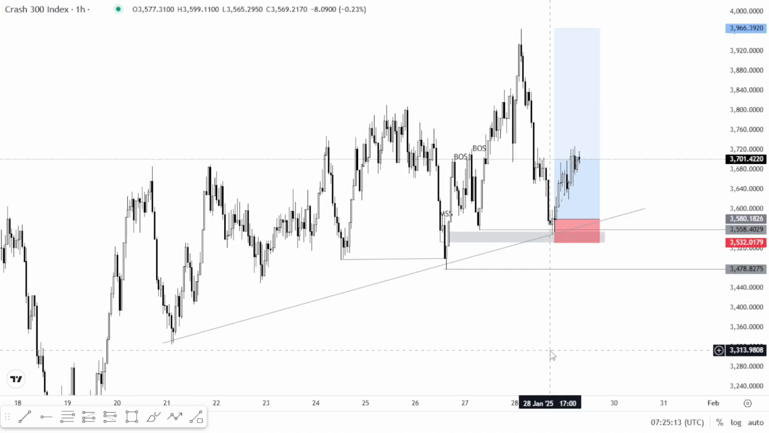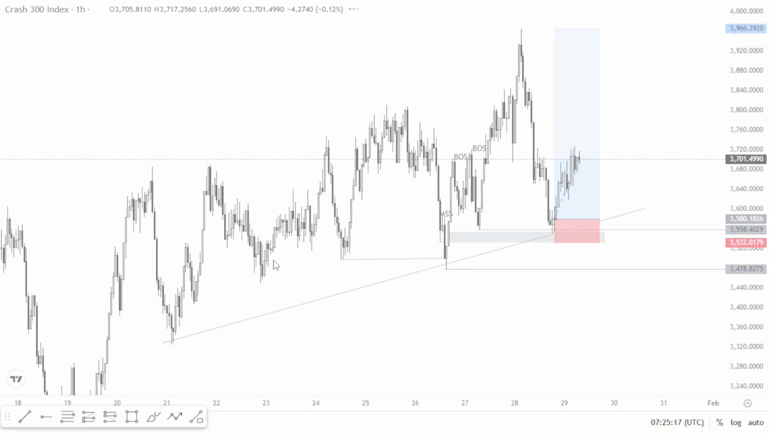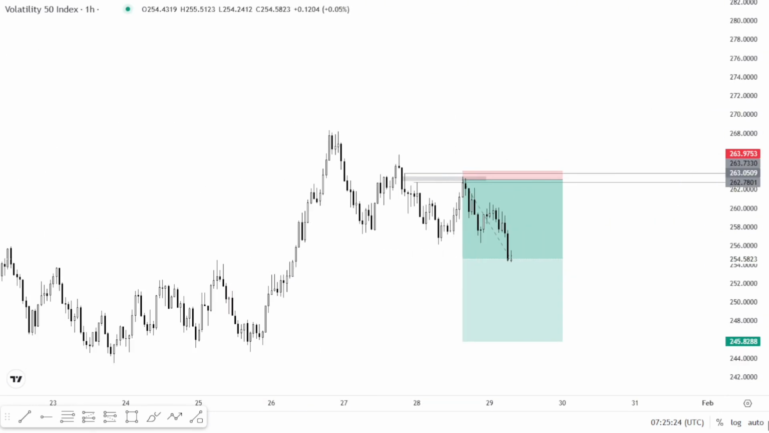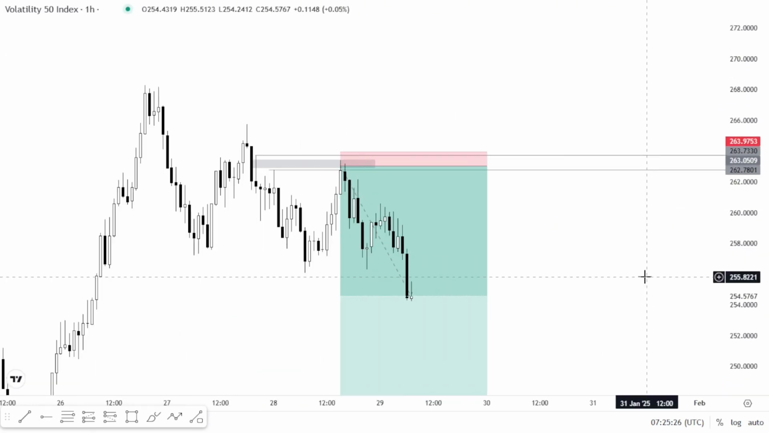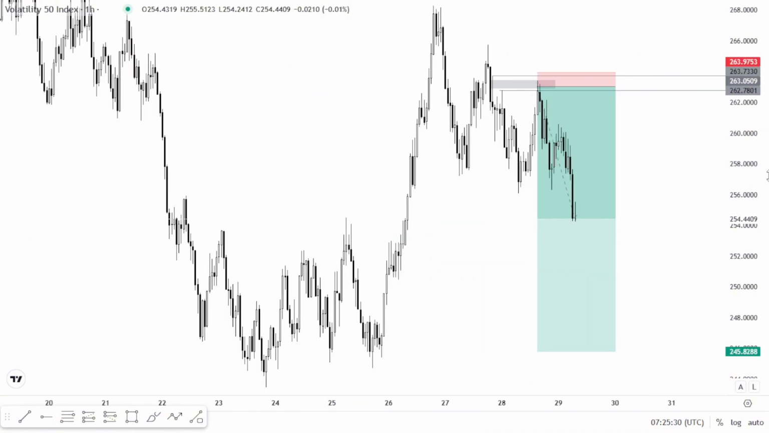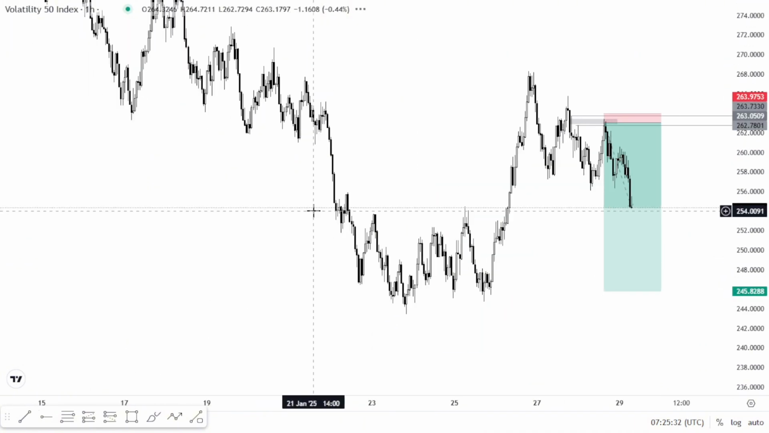Now let's look at the VIX 50 index. I think I had a setup there last night, and I actually missed that one. Yeah, I missed it, and it's playing out so nicely, but I'm not in pains. Okay, so now let's look at this.